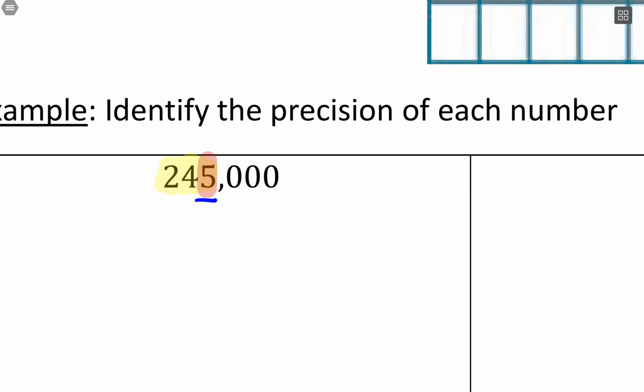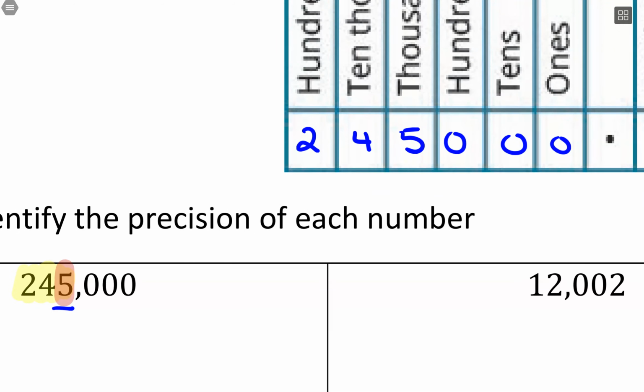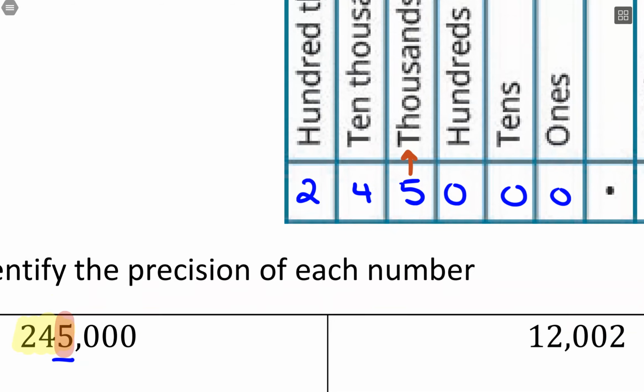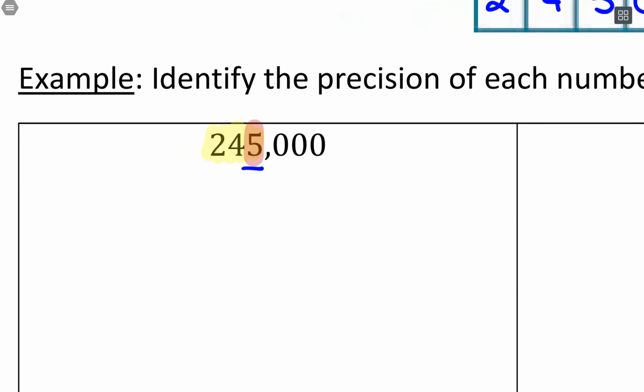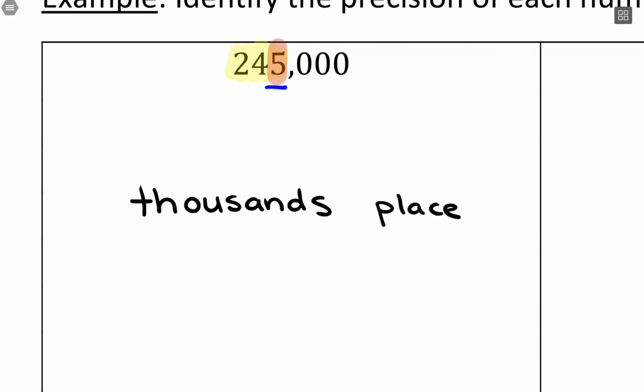And if it helps, I have this diagram up above here. If you fit in 2, 4, 5, and then 3 zeros, what we're looking for is the place value of that 5 right there, which is the thousands place. So if we're asked to identify the precision of this number, our answer would be thousands place, or just thousands. And that would be it.